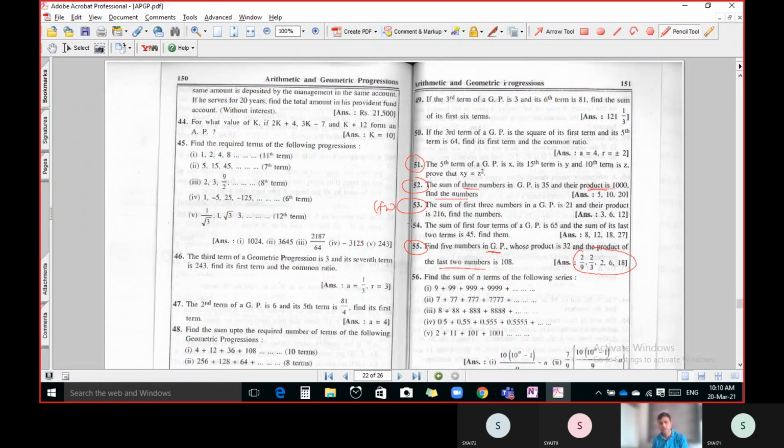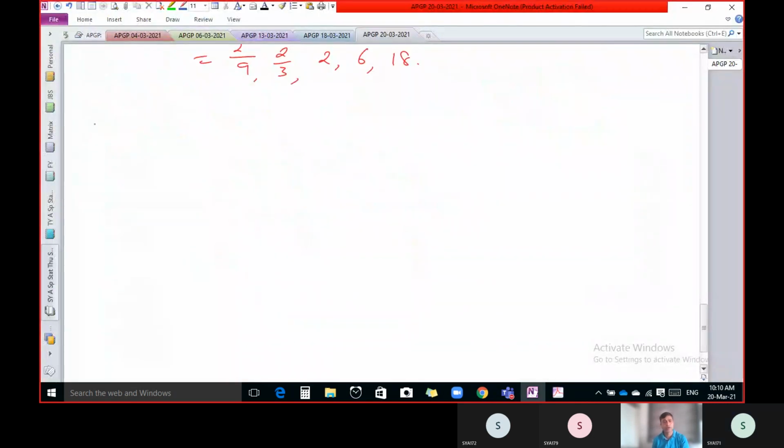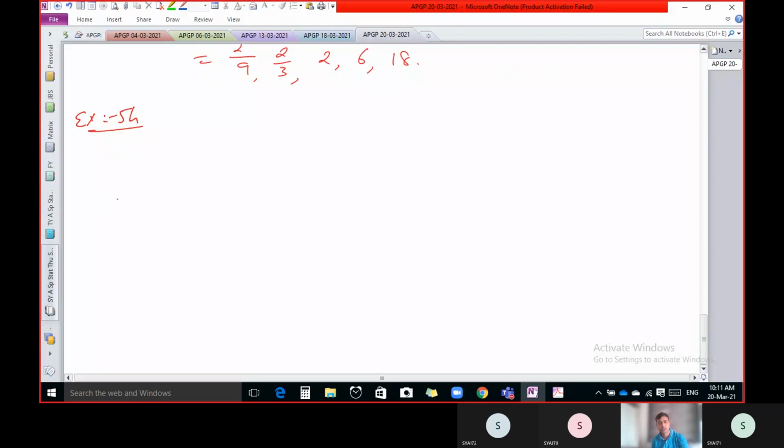Let us do question number 54. Very good question. The sum of four terms of a GP is 65 and the sum of the last two terms is 45. Find the numbers. So here a GP is there and we have to find four terms.